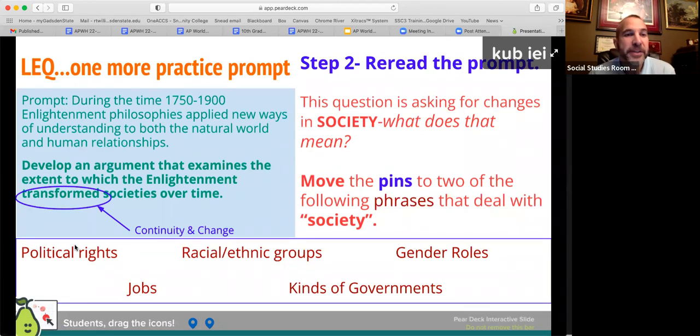So when we see the word society or societies, and a lot of you use all kinds of different versions, SPICE or ESPN or whatever, to help you categorize and organize. So when we see the word society, look at the 5 choices there. Which 2 really address society? Political rights and jobs, racial and ethnic groups, kinds of government, or gender roles. Go ahead and tell me which 2 of those 5 would really address society.